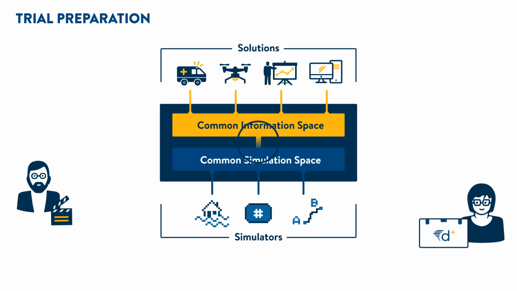The gateway in the middle provides a data link between the common simulation space and the common information space, allowing simulators to create and share a fictive crisis with the solutions. If required, a security layer can be added to the testbed technical infrastructure and all the connections.